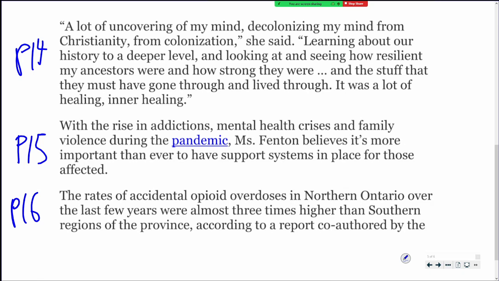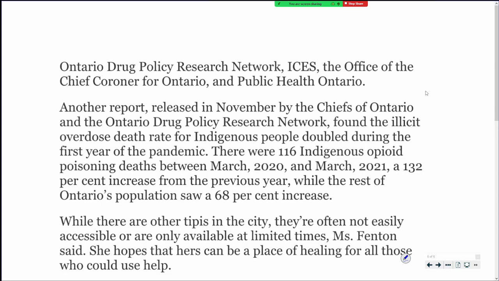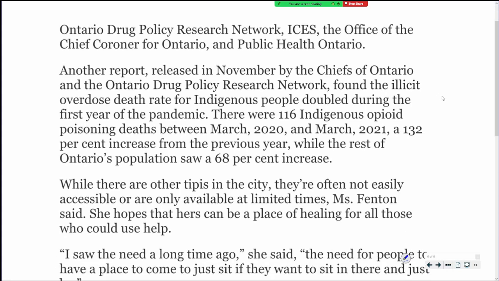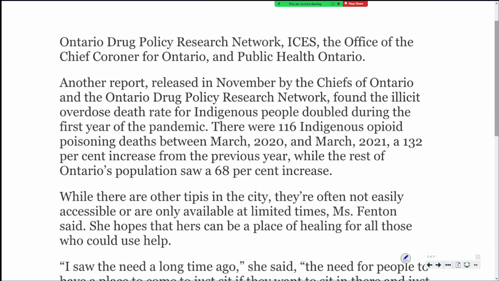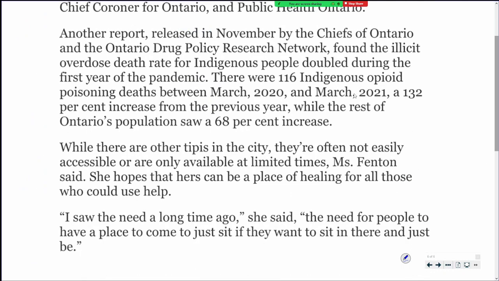The rates of accidental opioid overdoses in Northern Ontario over the last few years were almost 3 times higher than southern regions of the province, according to a report co-authored by the Ontario Drug Policy Research Network, ICES, the Office of the Chief Coroner for Ontario, and Public Health Ontario. Another report, released in November by the Chiefs of Ontario and the Ontario Drug Policy Research Network, found the illicit overdose death rate for Indigenous peoples doubled during the first year of the pandemic. There were 116 Indigenous opioid poisoning deaths between March 2020 and March 2021, a 132% increase from the previous year, while the rest of Ontario's population saw a 68% increase.